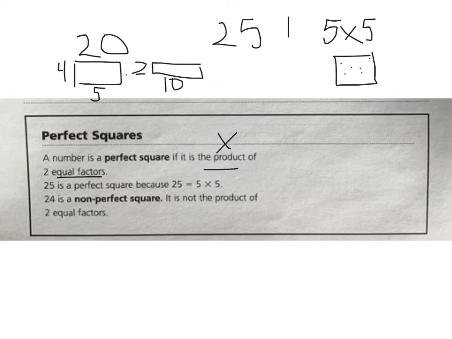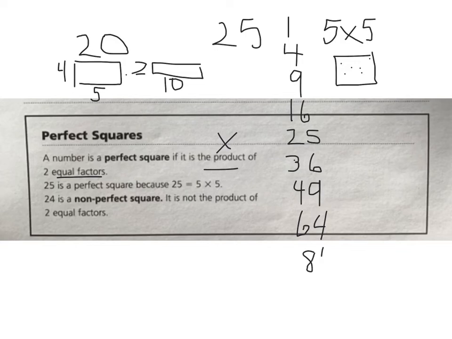So 1 times 1, 2 times 2, 3 times 3, 4 times 4, 5 times 5, 6 times 6, 7 times 7. These are the perfect square numbers, and so on. I'm going to run out of room, but I want you to go all the way up to 20 times 20. The numbers that fit between these, like 2, 3, 5, 6, 7, 8, 10, 11, 12, 13, 14, 15, are not perfect square numbers.